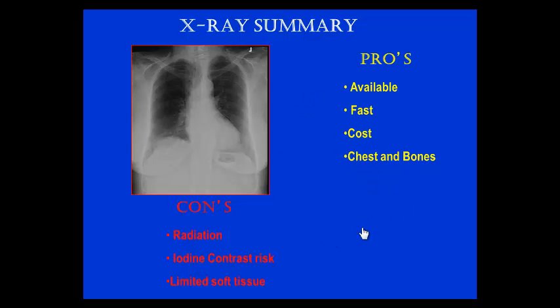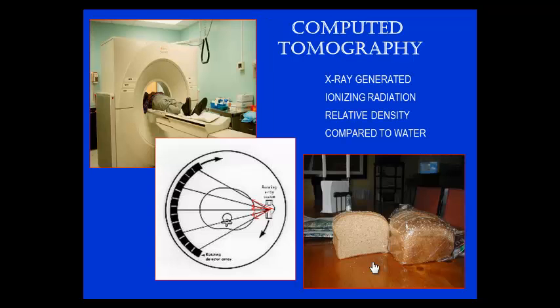What are the problems with that? Well, that ionizing radiation, we'll talk a little bit about that. And then if you do inject iodine, you have that issue of the contrast reaction or the contrast risk. And although we can see soft tissues in there, we really don't see the soft tissues very well unless we give them contrast. So what else do we have?